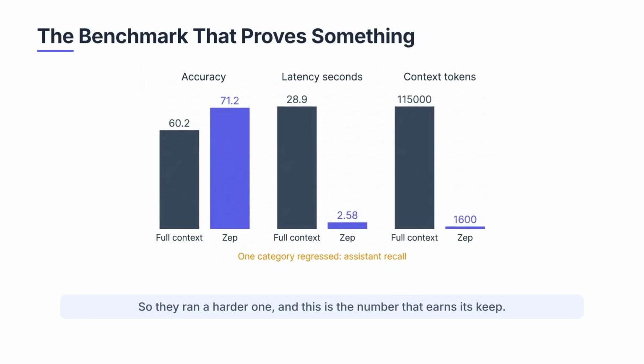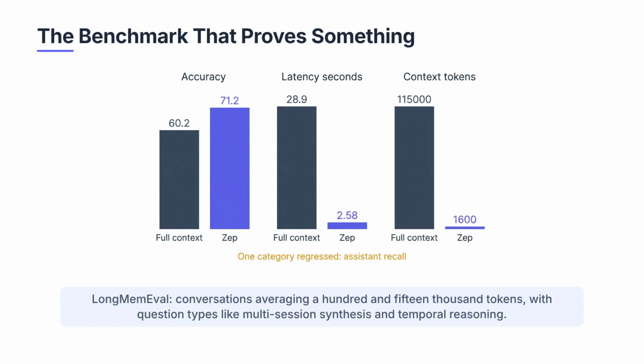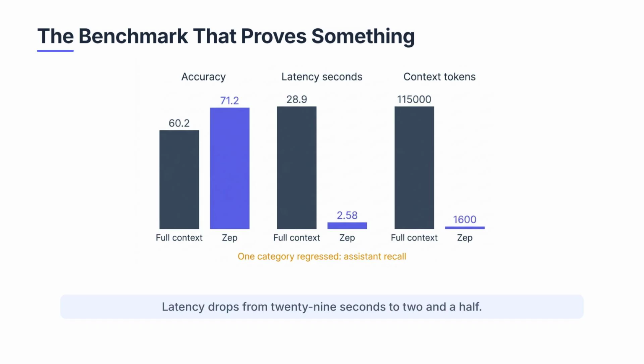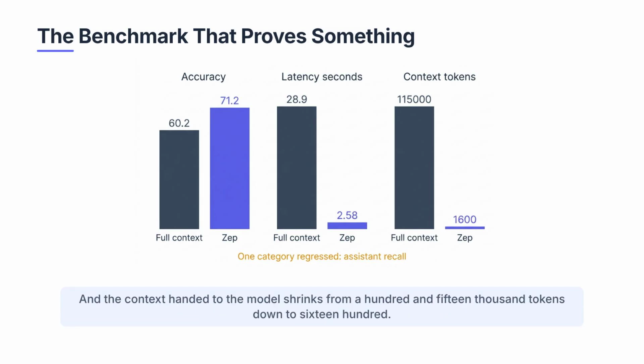So they ran a harder one, and this is the number that earns its keep. LongMemEval. Conversations averaging 115,000 tokens, with question types like multi-session synthesis and temporal reasoning. Against a full context baseline, Zep goes from 60.2 to 71.2%. Latency drops from 29 seconds to 2.5. And the context handed to the model shrinks from 115,000 tokens down to 1,600.